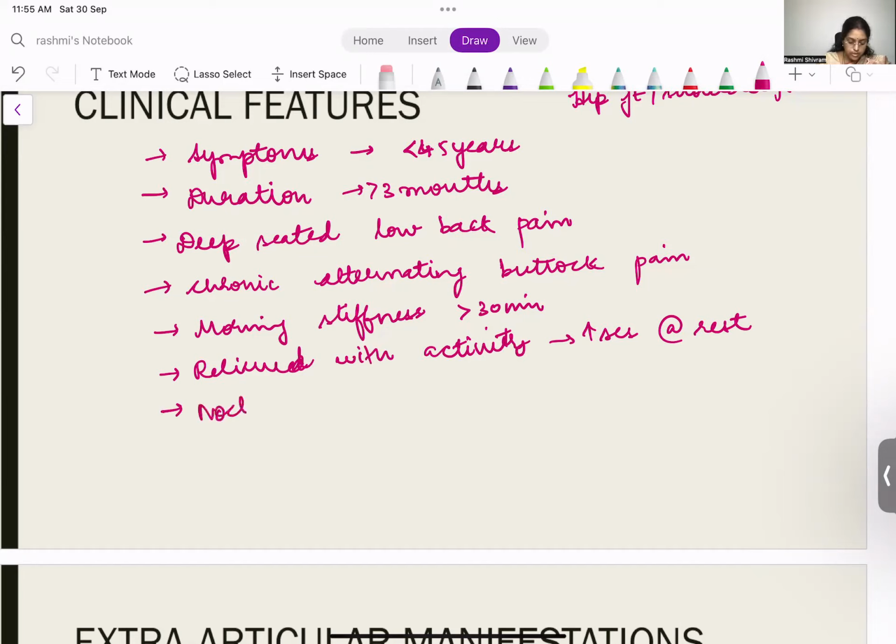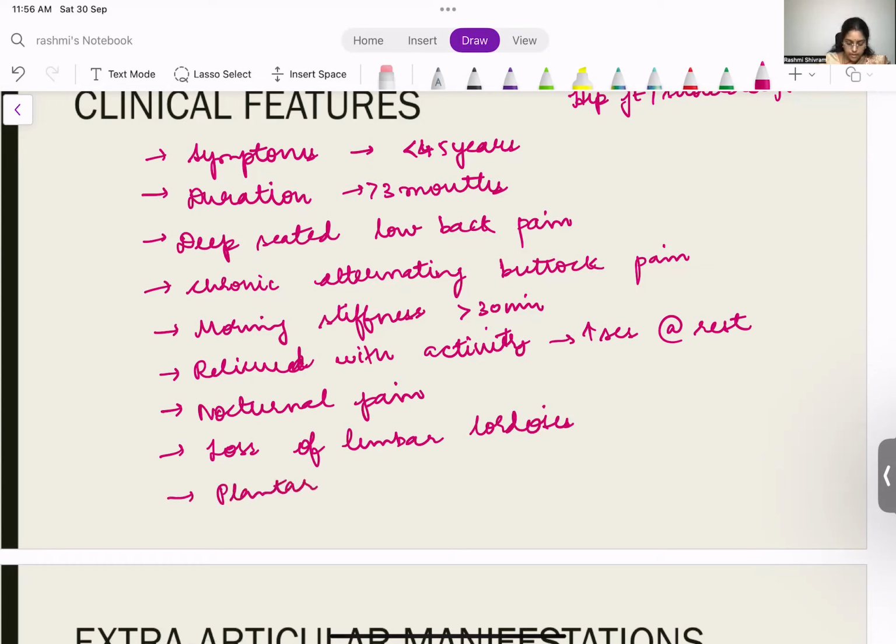Then nocturnal pain will be there, right? We are just characterizing the pain of ankylosing spondylitis. The deep-seated low back pain or the alternating buttock pain will be associated with morning stiffness of more than 30 minutes, relieved with activity and increased at rest. It will be nocturnal pain also. Gradually, as these things proceed, there will be loss of lumbar lordosis, and the patient can also have plantar fasciitis.